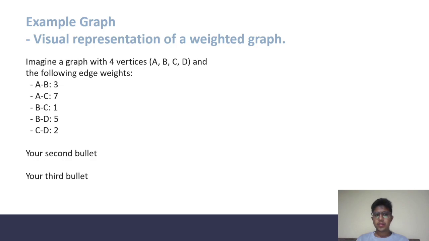Imagine a graph with four vertices A, B, C, D, and the following edges: A to B 3, A to C 7, B to C 1, B to D 5, and C to D 2.